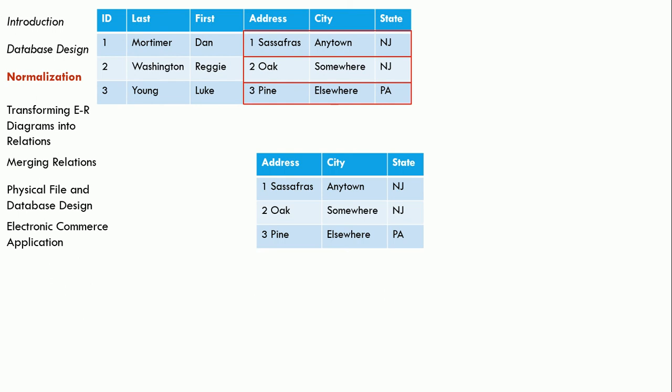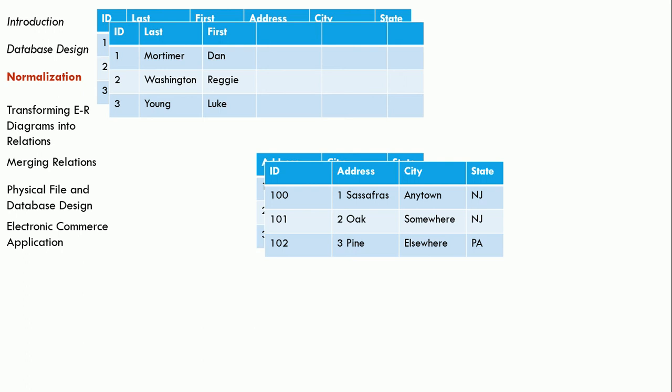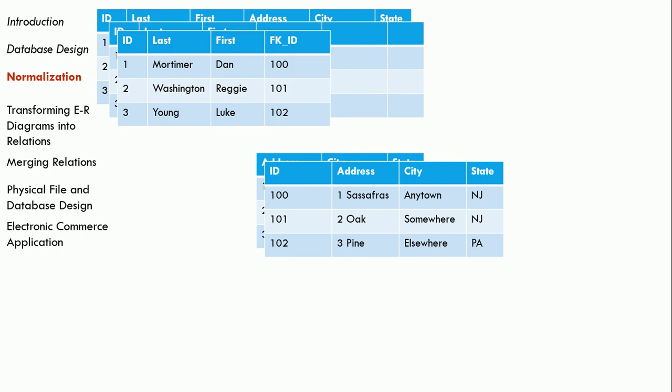So I remove those from the table, right? So I take out the addresses and make a new table. I give all of the addresses an ID, and instead I put a foreign key. So now Dan Mortimer, I can look up his address by looking at the foreign key and going and finding that record on the other table.